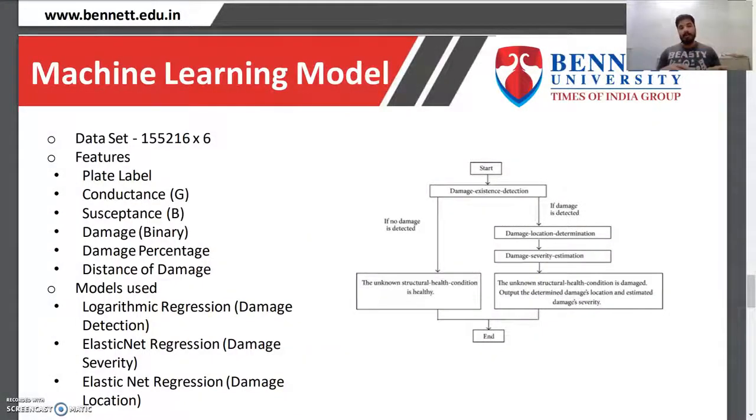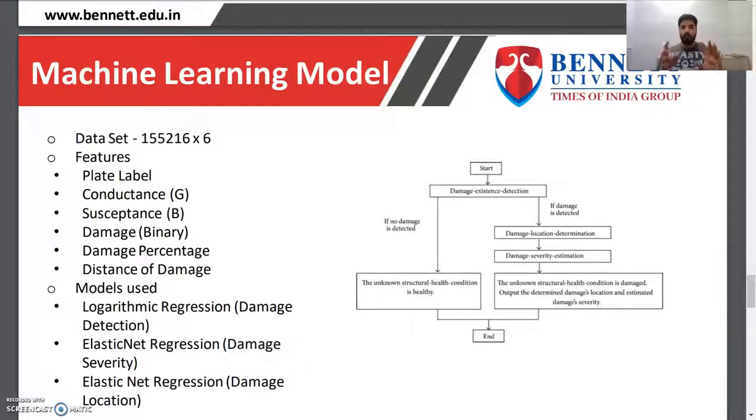So how did the model work? The dataset was in these multiples. The features that were taken were the plate label, conductance, susceptance, damage in binary form, then damage percentage, then distance of the damage. Right. The model used logistic regression for damage detection, and elastic net for both severity and location.